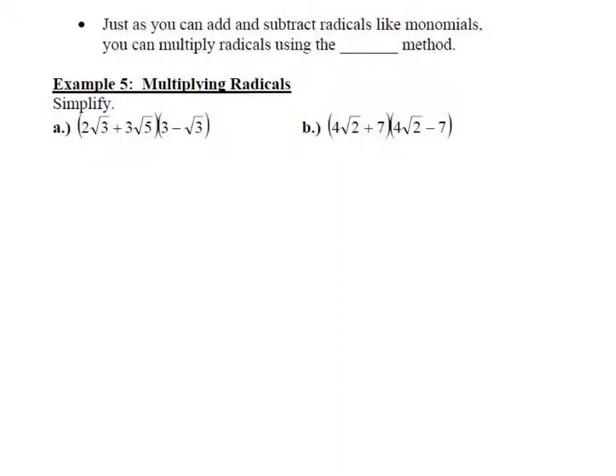Okay, we just got done multiplying monomials, but whenever you want to multiply binomials, you can use the FOIL method. So you may remember that. You can only use that when you multiply two binomials. So when you do that, here for 5a, we're going to take 2 radical 3 times 3, which will give us a 6 radical 3.